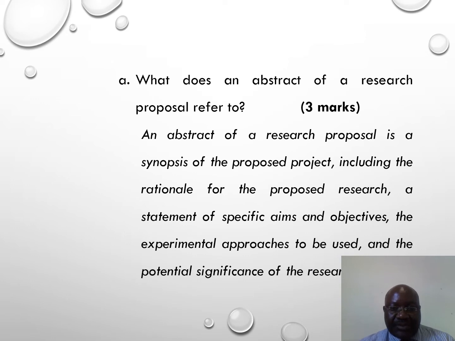The other question: what does an abstract of a research proposal refer to? An abstract of a research proposal, like we said in our earlier discussions, is a synopsis, a summary of the proposed project. It includes the rationale for the proposed research study, a statement of specific aims and objectives, the experimental approaches to be used, and the potential significance of the research. That is the abstract of a research proposal.